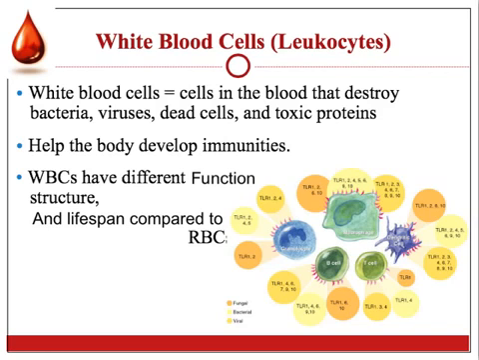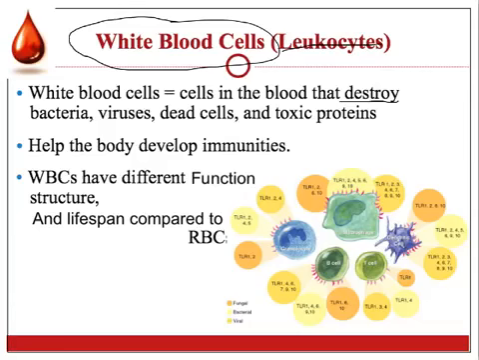Our second cell type is the leukocyte, or the white blood cell. As we saw on that picture, there are lots of different types of white blood cells. We're not going to go into all of them by any means. Just know that their main job is to destroy bacteria, viruses, dead cells, and toxic proteins. They're your immune system. They're your defense. They destroy stuff that shouldn't be there.